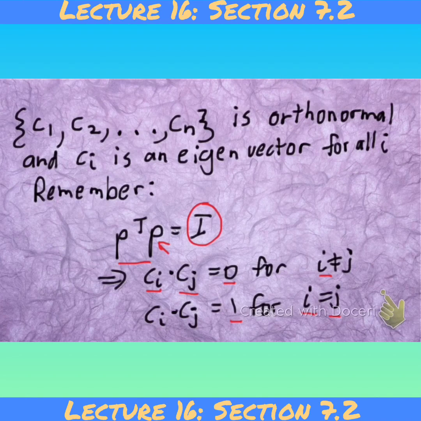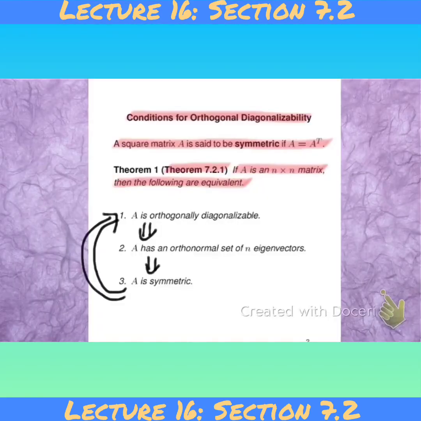So that's going to imply that if you take these vectors pairwise, they are going to be orthogonal, and each one of the vectors is going to have norm 1. So it's an orthonormal set of eigenvectors, and there are n such eigenvectors. Okay, so that shows that 1 implies 2. We are not going to look at 3 implies 1 yet. Let's look at 2 implies 3. So assuming that A has an orthonormal set of n eigenvectors, why does it mean that A is symmetric?